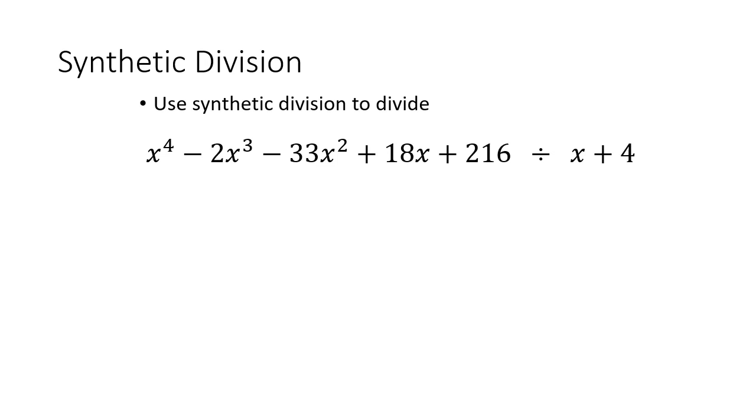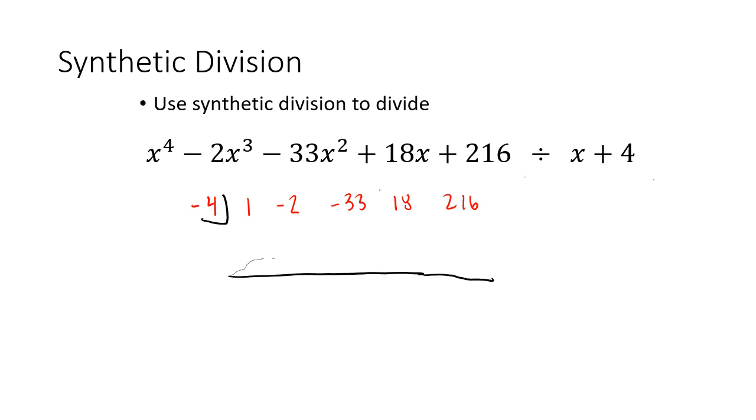All right, let's try another one here. So again, we're going to set up our little skeleton for synthetic division. In the little box, because x plus 4 is what we're using as our divisor, that means that negative 4 goes in this little box. We'll bring down the coefficients, and notice this time we're not missing any, so it would just be 1, negative 2, negative 33, 18, and 216.